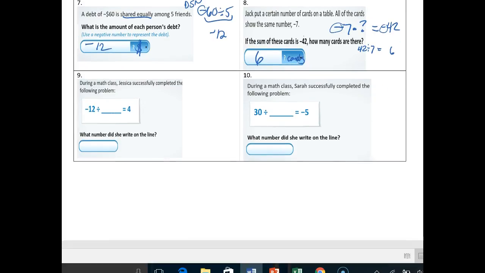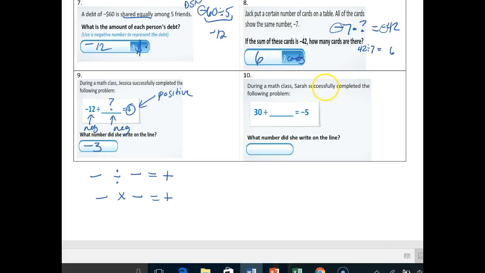Lastly, this 9 and 10 are very similar to number 8. We're trying to say, all right, negative 12 divided by what number gives me a positive 4? Since this is positive and one of my numbers is negative, that means that this also has to be negative, because a negative divided by a negative is going to equal a positive, just like a negative times a negative will equal a positive. So 12 divided by what number equals positive 4? That answer is negative 3.